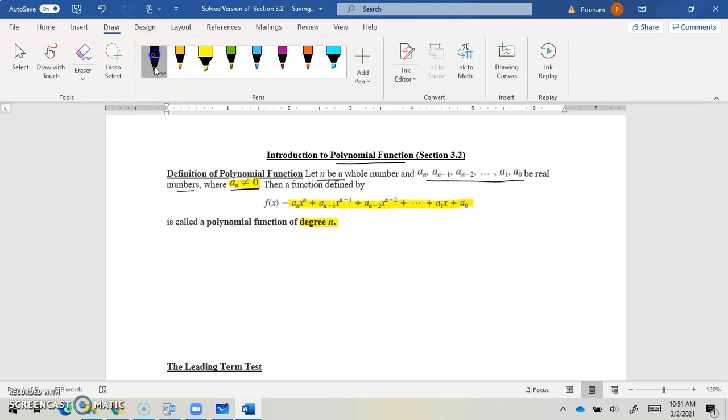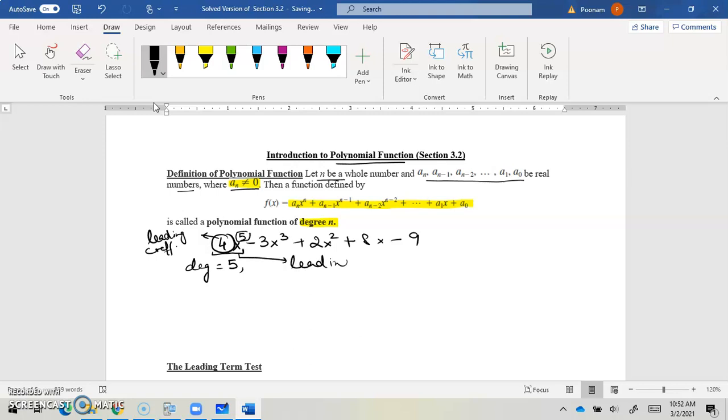So let's take an example. Say we have 4x^5 - 3x^3 + 2x^2 + 8x - 9. Now, this is an example of a polynomial function of degree 5. So the degree of this function is 5. 4 is called the leading coefficient. This whole term will be called the leading term.